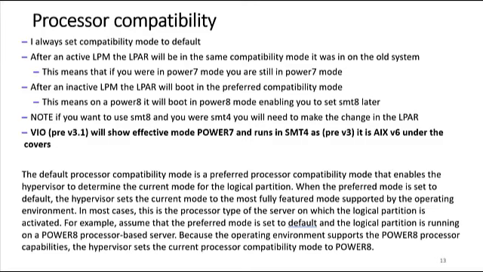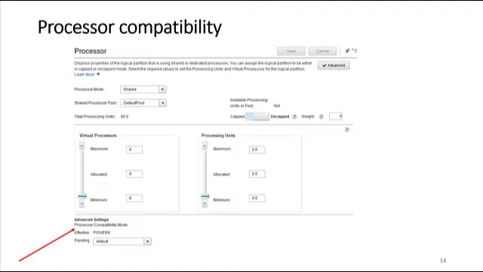There are a lot of documents out there that show you all the different compatibility modes and what can be migrated to what and what you should set it to, but I just want to make sure that you're aware of this. So I always just set it to default. You can tell what your compatibility mode is by looking at the properties for the LPAR and going down, and you'll see that the processor compatibility mode is set to default, but it's effectively running in Power 8 mode right now.